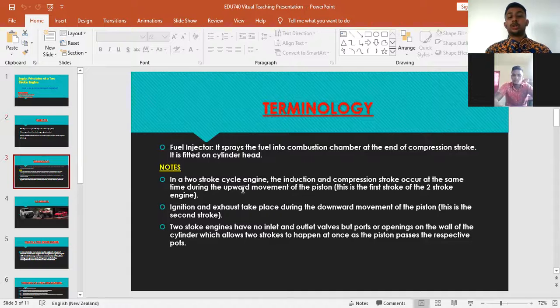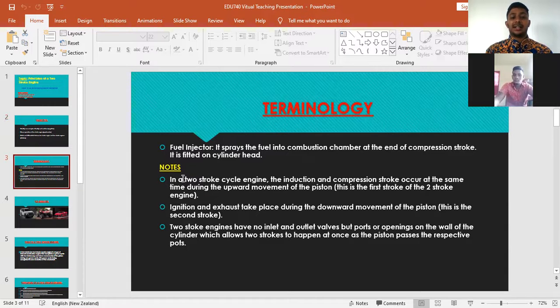Moving on to terminology. The first term here is a fuel injector, which is a part of a two-stroke engine. It sprays the fuel into the combustion chamber at the end of the compression stroke. It is fitted on the cylinder head.